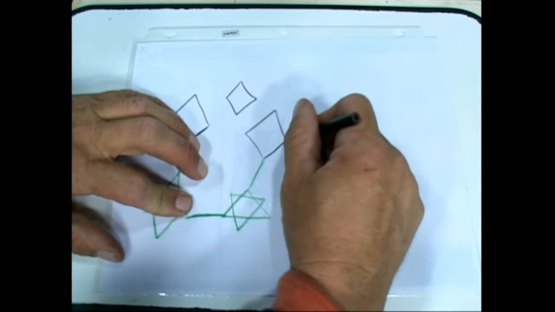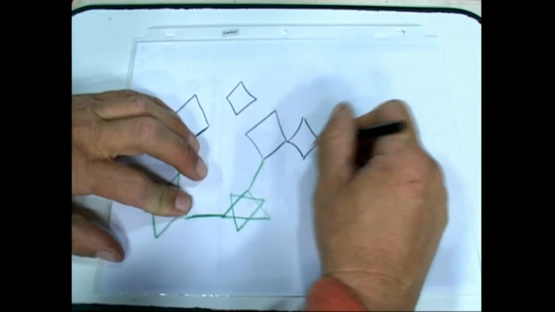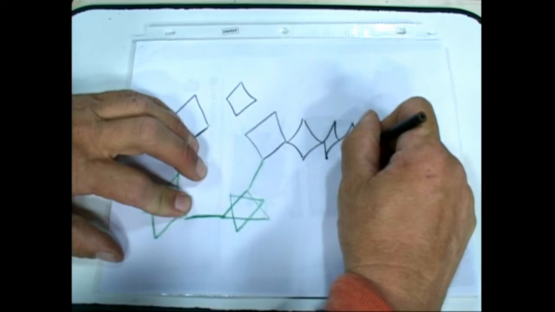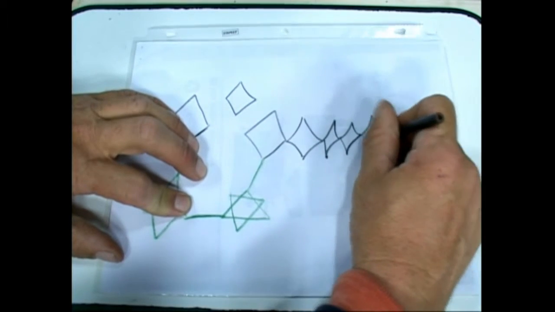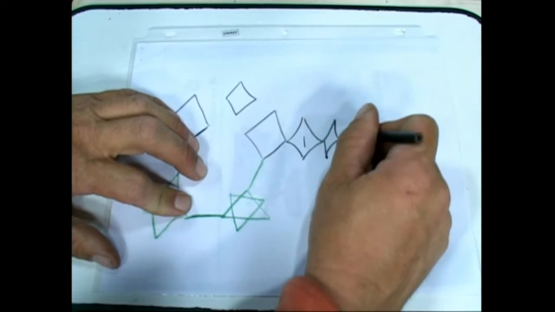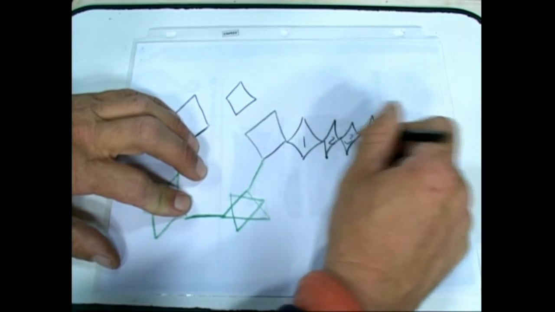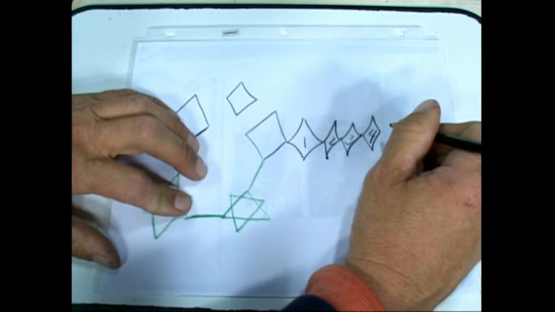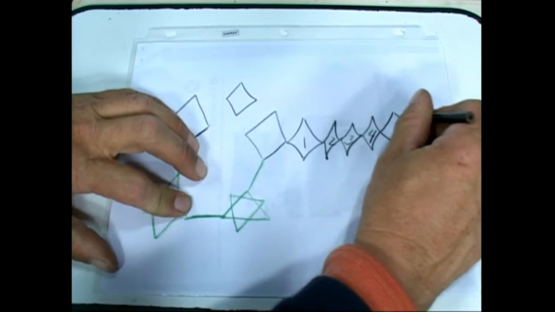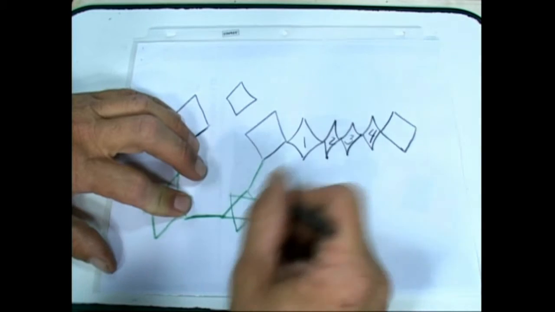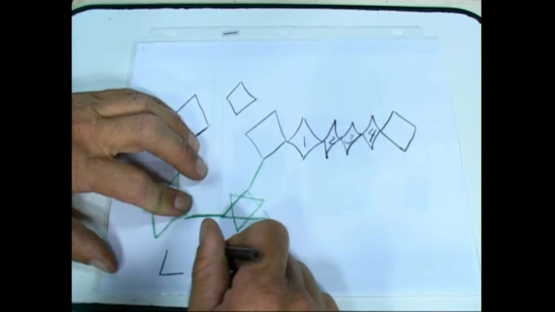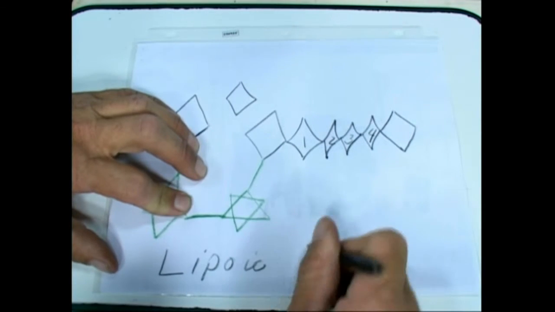See if we can draw these straight. The last one was really crooked. So 1, 2, 3, 4. Oh, I'm getting confused. Should I count? Let's write it in there. 1, 2, 3, 4. The fifth one is a carboxylic acid. That's why it gets the name lipoic acid.